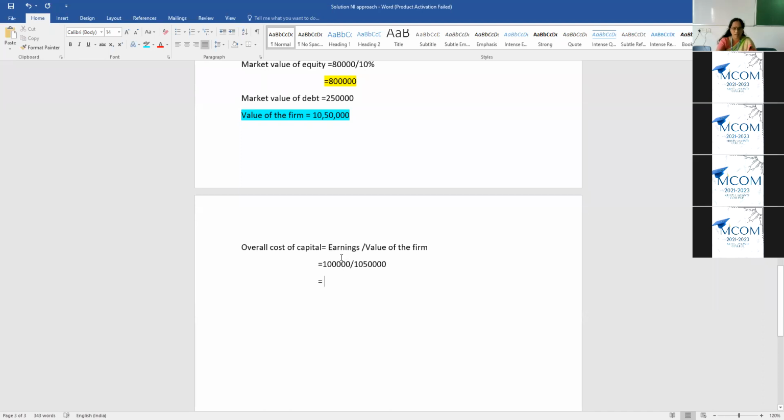So how much are you getting? Overall cost of capital is 0.095. It is expressed as a percentage because we are talking about cost of capital. It is always expressed as a percentage. So it is 9.5%.